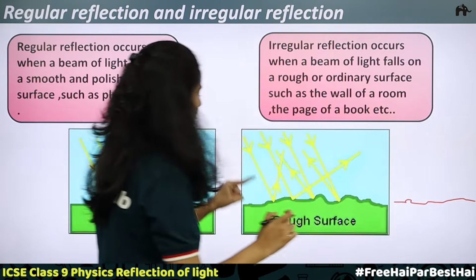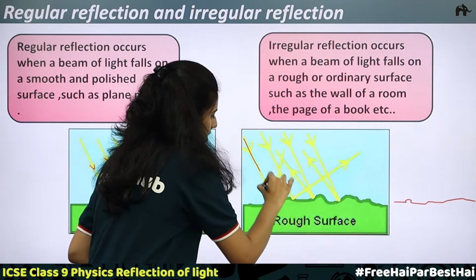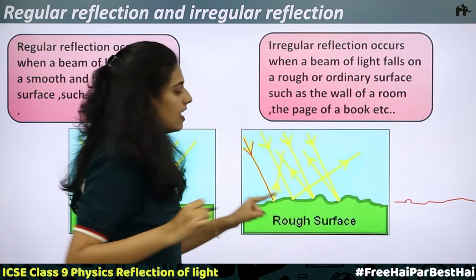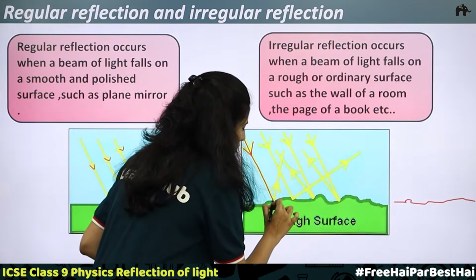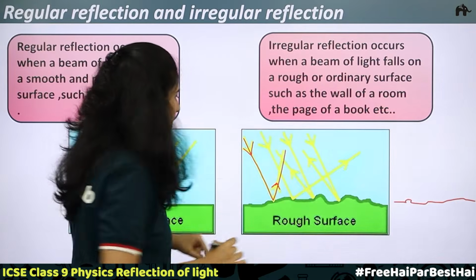So, what happens when light rays fall on this surface? This is the first ray. The first ray is incident on this rough surface. What is happening? You can see the reflected ray. This is the reflected ray. This is how the reflection is happening.